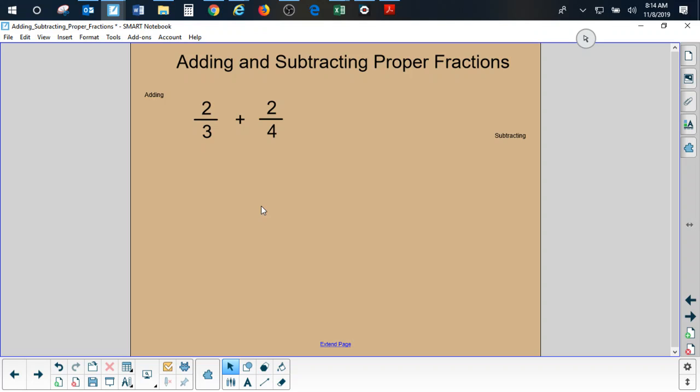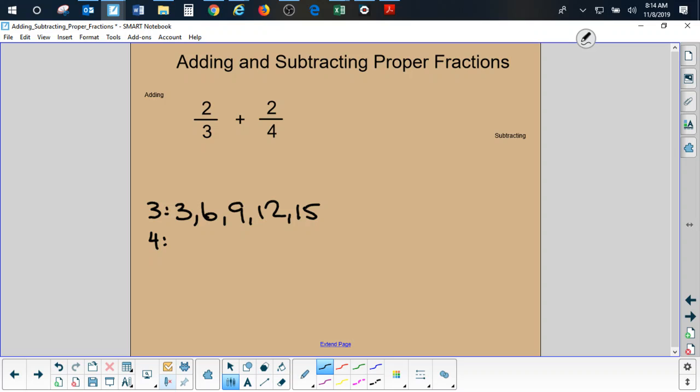What we want students to notice right away is that they can't add these two fractions because both of the denominators are not the same. So we want to make the denominators the same, and we do that using their multiples. So we list 3 and 4, and we do multiples until we have a multiple that they have in common. So 3, 6, 9, 12, 15. 4 is 4, 8, 12, and I can stop there because they both have a 12 in common. So that tells me that my denominator has to change to 12.